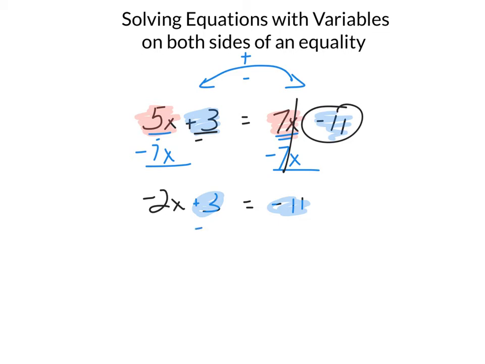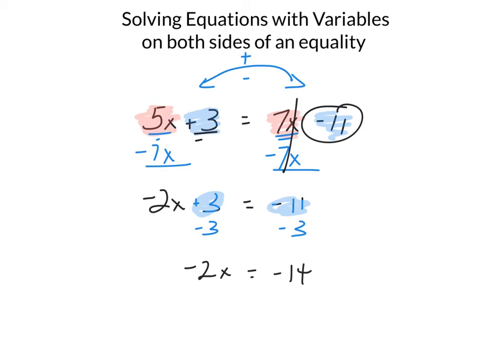So we continue on. So I go minus 3, and then I'm left with my final answer so far. Next step is going to be negative 2x is now equivalent to negative 14. Okay? So now the problem is that I don't want to know what negative 2x's are. I want to know what just 1x is.